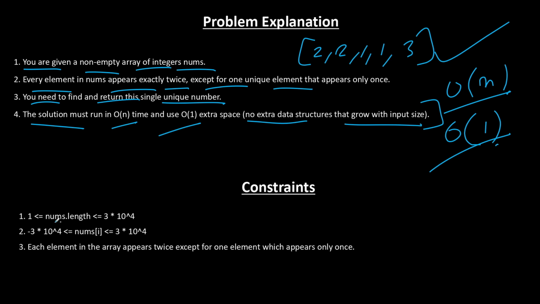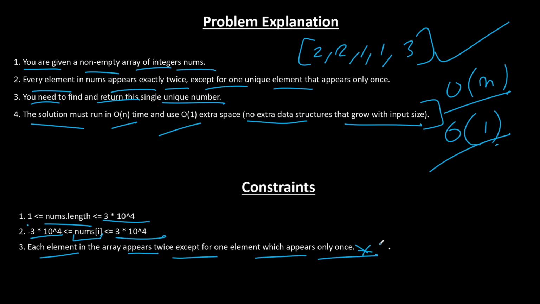And what are the constraints given? The constraint is that nums length could be from 1 to 3 times 10 to the power 4, and nums value could be from negative 3 times 10 to the power 4 to positive 3 times 10 to the power 4. Each element in the array appears twice except for one element which appears only once.